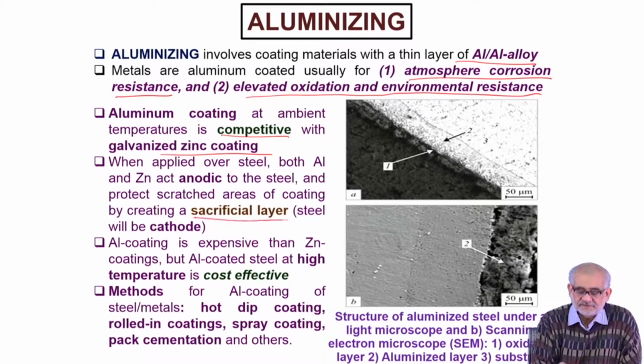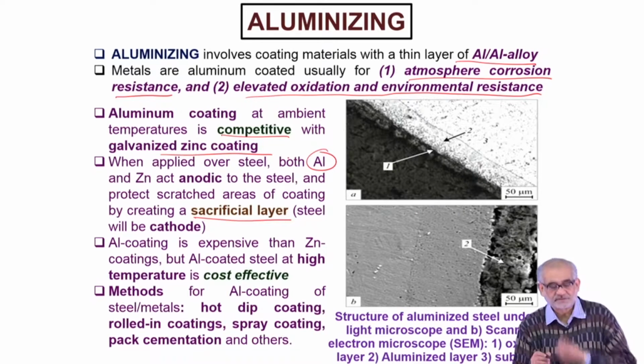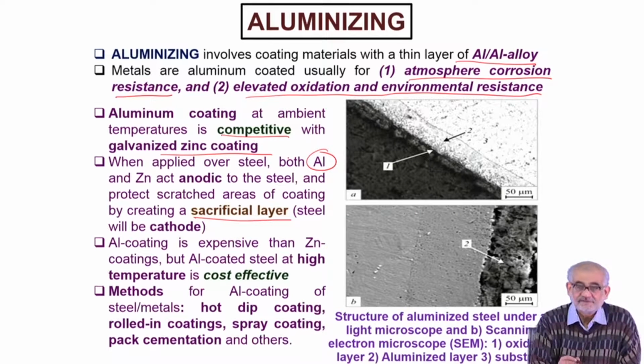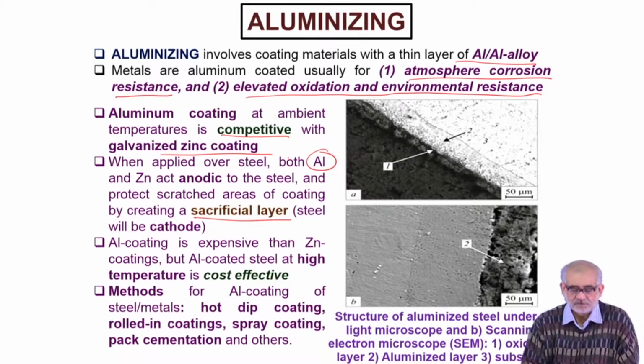But there is a large similarity because both zinc and aluminum provide a sacrificial layer. So essentially the base substrate will remain cathodic, but the top layer of either zinc or aluminum, let us talk about aluminum particularly, will actually react and form an oxide layer, so it sacrifices itself to protect the underlying substrate, which is steel or some other alloy.